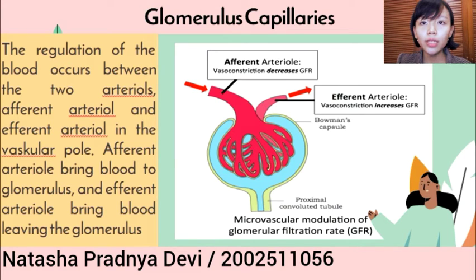This slide is about glomerular capillaries. Glomerular capillaries form a wide surface for renal filtration as well as delivering blood. The capillaries are the fenestrated type with many pores on them. Their function is to do the blood filtration process in urine formation. The regulation of the blood occurs between two arterioles, the afferent arteriole and the efferent arteriole, in the vascular pole. The afferent arteriole brings blood to the glomerulus, and the efferent arteriole brings blood leaving the glomerulus.